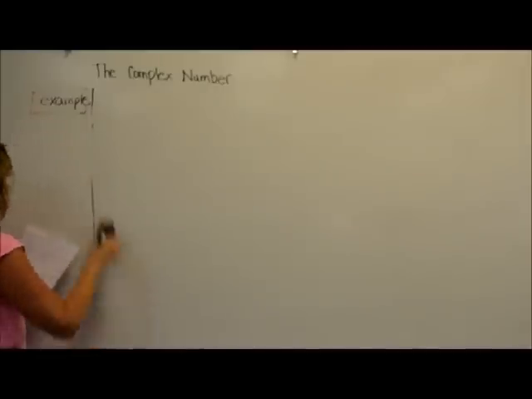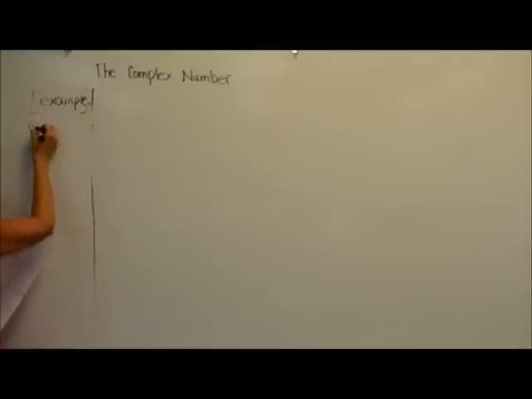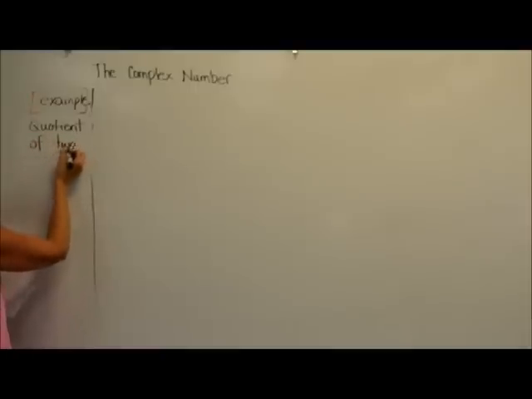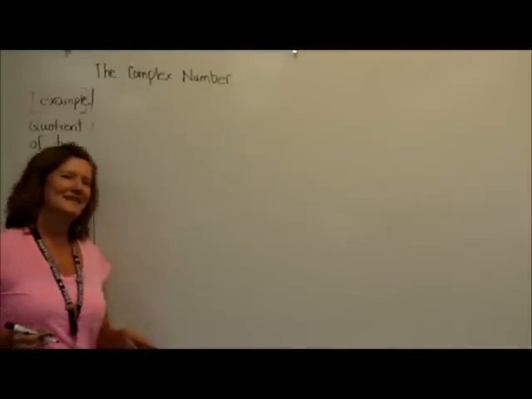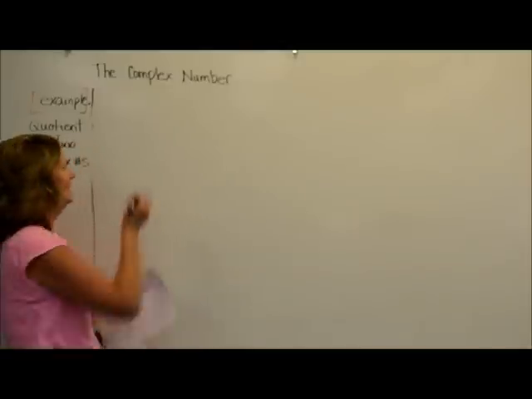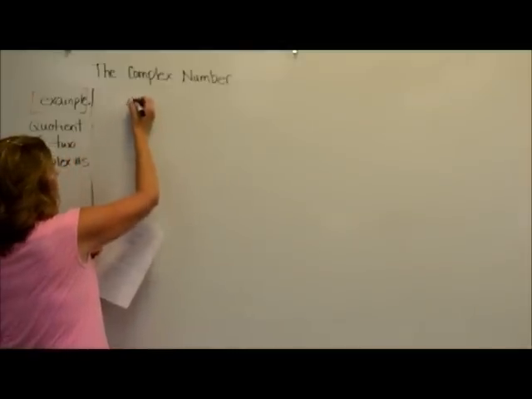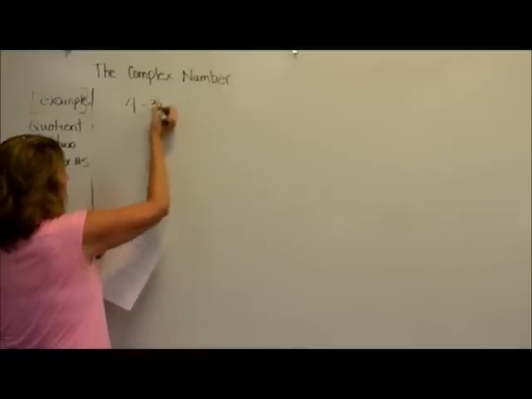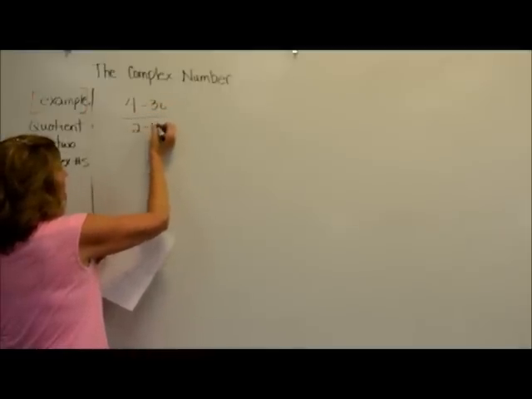Next thing we're going to look at is the quotient of two complex numbers. So this is where it gets a little tricky, but you guys were doing pretty good on those radicals, so I think you're going to be okay on these too. So we have (4 minus 3i) all over (2 minus 4i).